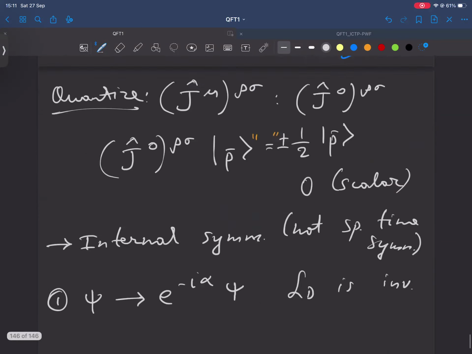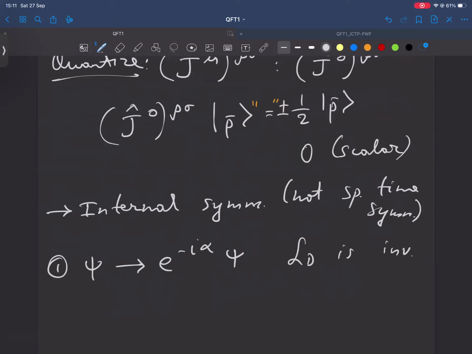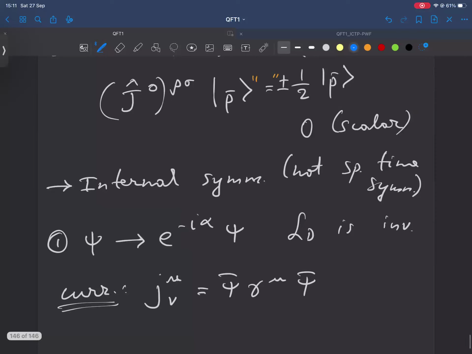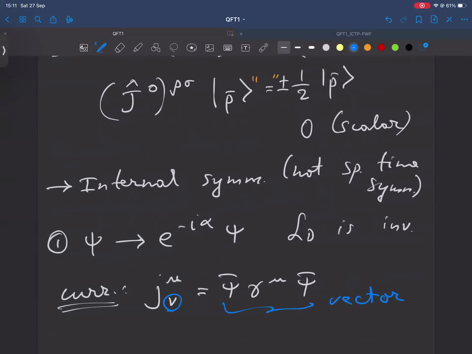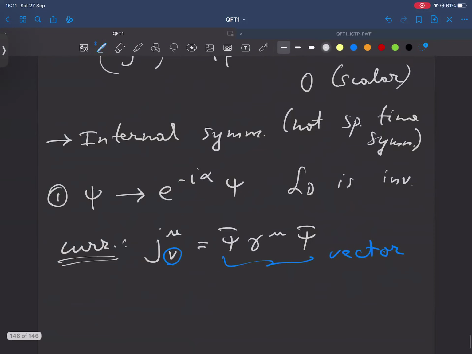Sorry, and you can construct the current from it as something like this, and the V is because this is actually a vector, as we have seen. So this V stands for the fact that this is a vector, as we have seen explicitly. So this is the current, and now you can use the Dirac equation to show that this is indeed conserved. Okay.